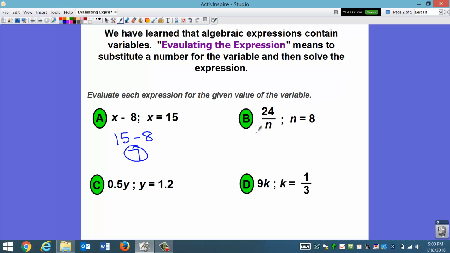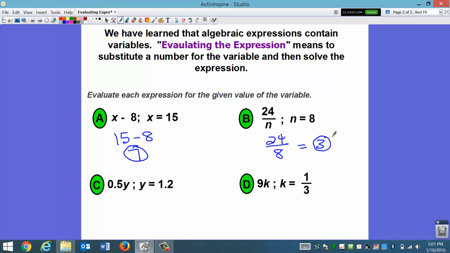Let's look at B. This problem reads 24 divided by n, and we're going to let n equal 8. So rewrite the expression: 24 divided by 8, we're substituting 8 for n. Now solve. 24 divided by 8 is 3.